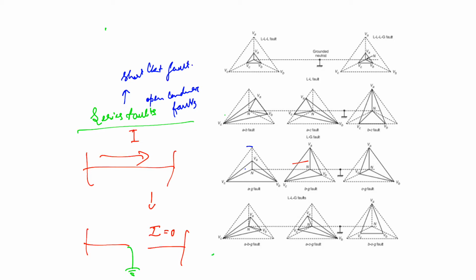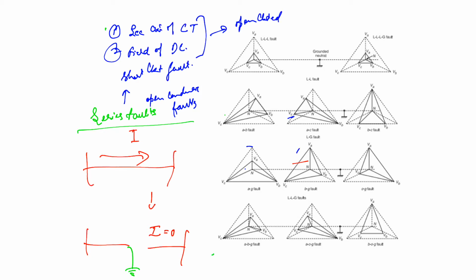For example, when the secondary circuit of the current transformer and the field of the DC machine are open circuited, it has dangerous consequences. So we can discuss in the subsequent lectures how it is so.